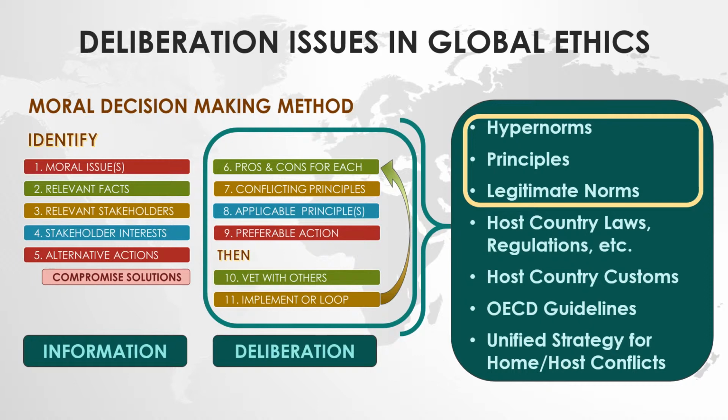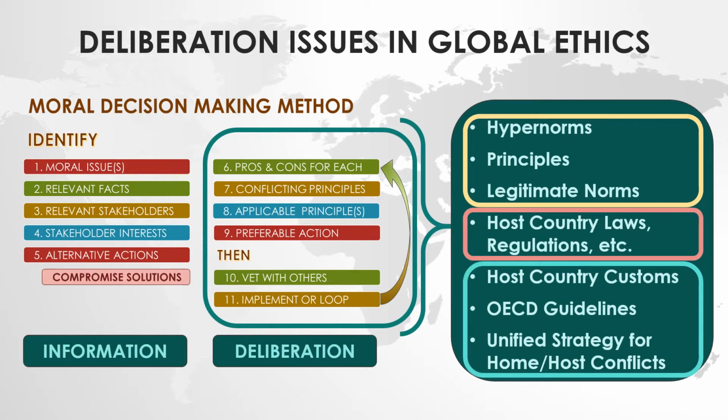So we add to the foundational structure of hypernorms, principles, and legitimate norms the first line of critical host country information, the laws, regulations, and other directives of that country. And to these we add three necessary elements for reasonable and effective global ethics deliberation: the host country customs, OECD guidelines, and the details of the organization's unified strategy. So now, it's time to redeem my promissory note concerning the first two of these three elements.